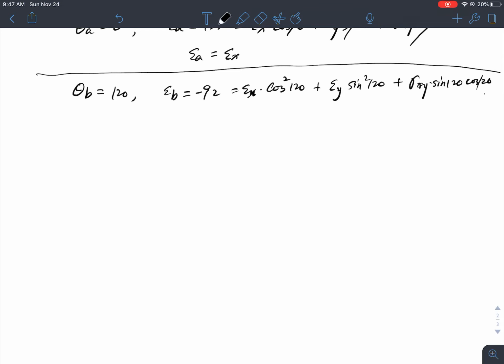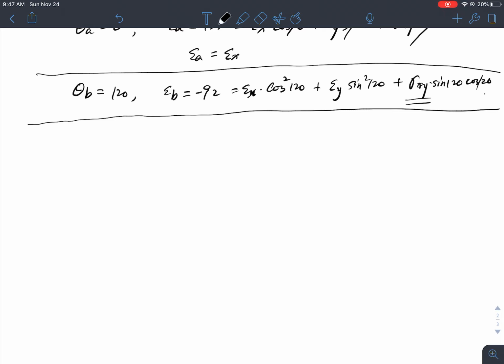Okay, and be careful now, we don't really know gamma xy, so this term has to stay here. So let's rewrite quickly, okay? Now I have theta B gives me this equation.